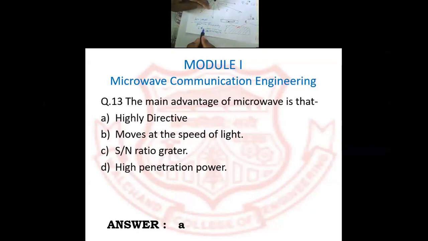That's why the gain will be larger if it is a small wavelength. If the gain is larger, then your antenna will be highly directive. So that's why we get a highly directional antenna. Okay, so that's why I can say that the main advantage of microwave is that it is highly directive.